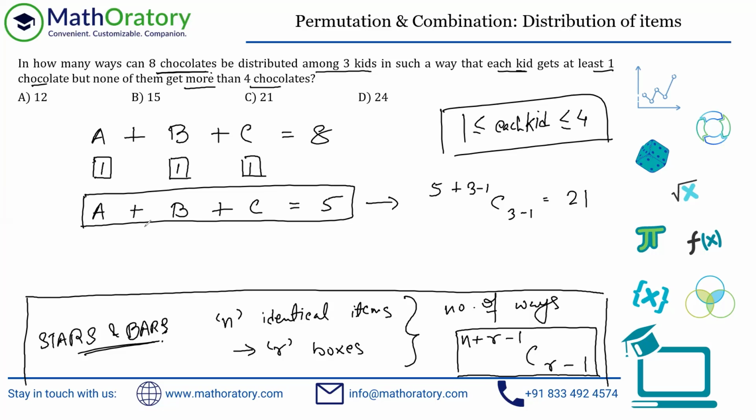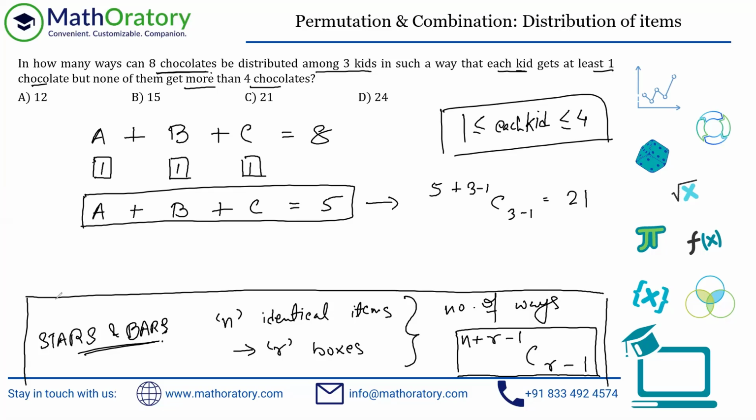So for example, think about a distribution like this. Suppose A gets 4 chocolates out of this 5, B gets 1, and C gets 0. A already had 1 chocolate, he gets 4 more, so he gets a total of 5 chocolates, right? B is not a problem, C is not a problem, but A cannot have more than 4 chocolates. That is what the question has told us, right? So we have to take that into account.